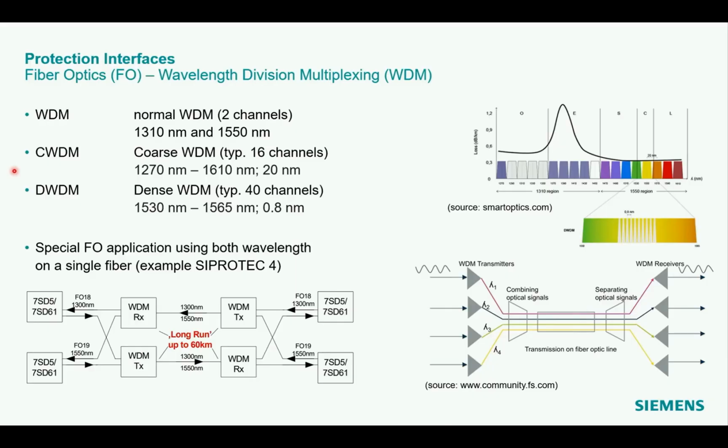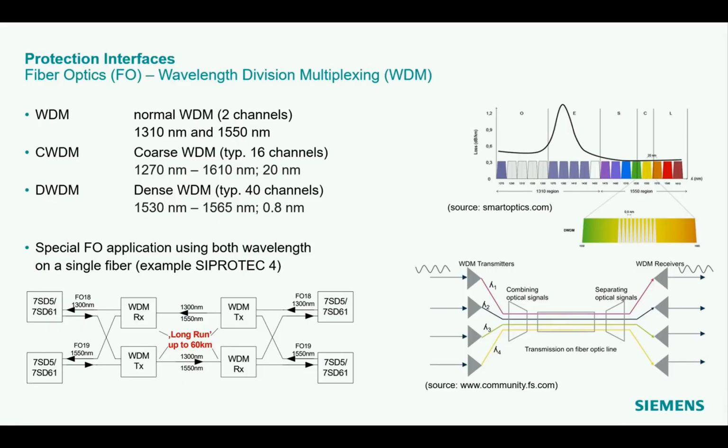For telecommunication networks, coarse wavelength division multiplexing is available, providing 16 channels from the whole range from 1200 nanometer up to 1600 nanometer in 20 nanometer distances, and also DWDM, dense wavelength division multiplexing, with typically 40 channels in a narrow range from 1300 nanometer up to 1565 nanometer.